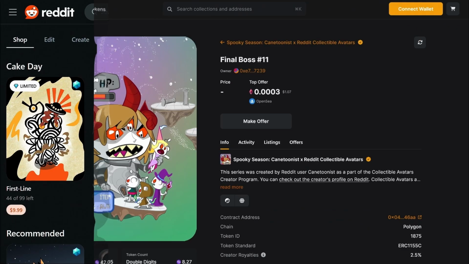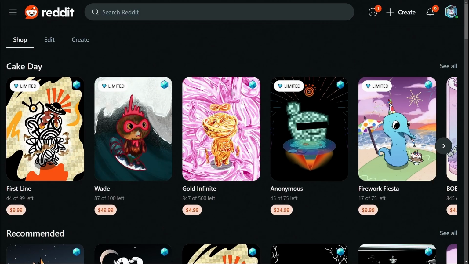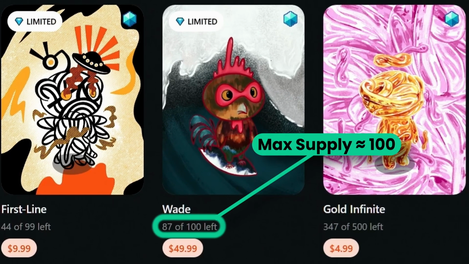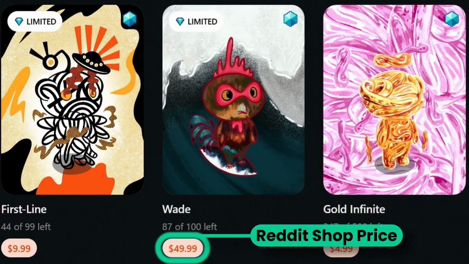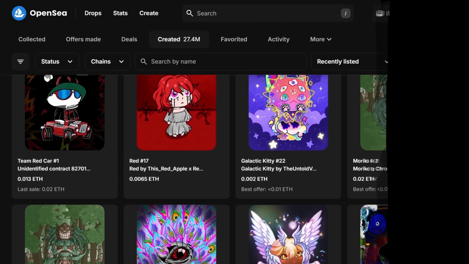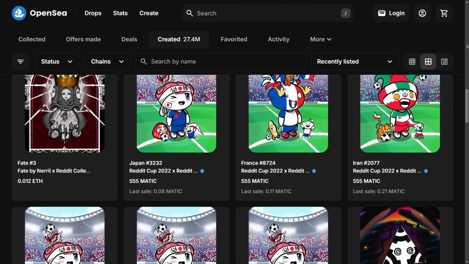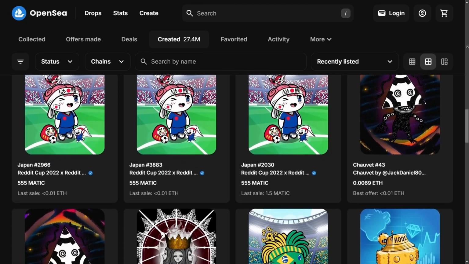When you buy direct from the Reddit store, all mint numbers of each RCA are priced the same. So for example, looking at Wade, there will only ever be about 100 of this RCA made. It is priced at $49.99 in the Reddit store. Mint number 1 will cost the same as every other mint number of this RCA if you buy it from the Reddit store. Secondary markets like OpenSea and RCAX work more like eBay than the Reddit store. The price of RCAs on the secondary market is set by supply and demand.